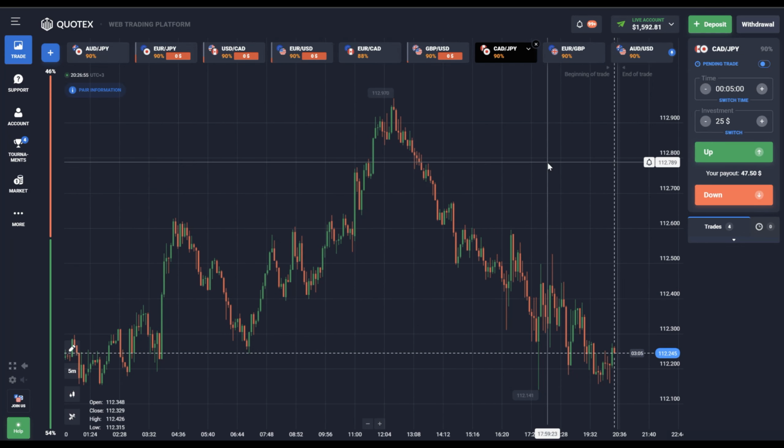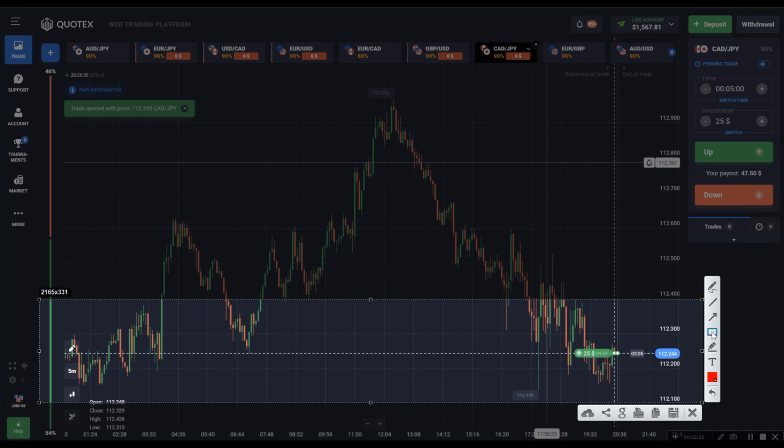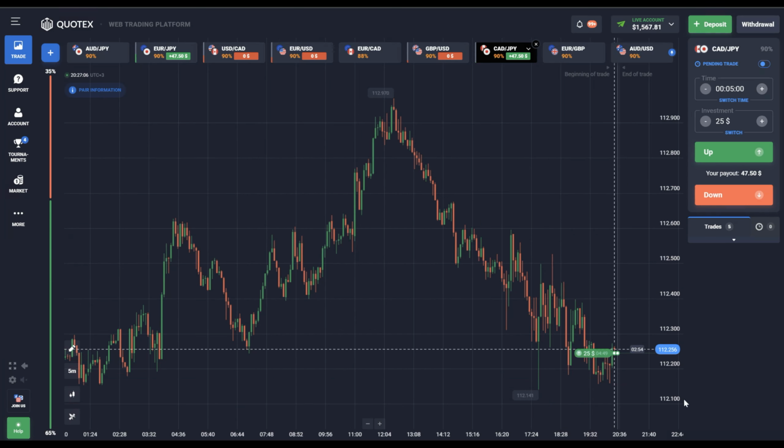Canadian dollar, Japanese yen, I'll open a trade for an increase. Support zone. The zone is also clearly visible, there are price reversals from it, and there's a high probability now that the price will go higher.